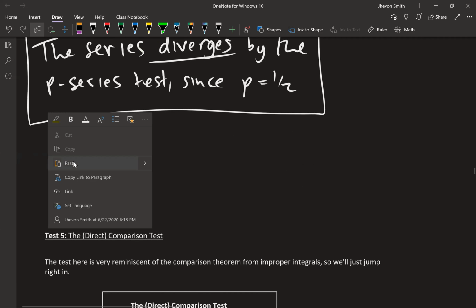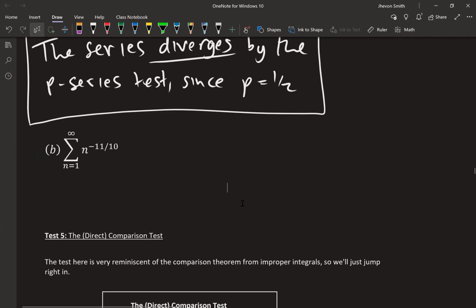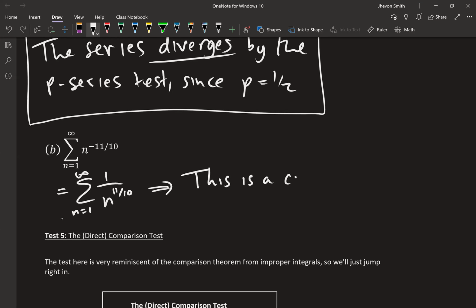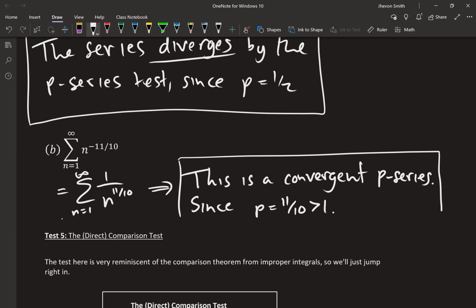Here's another example. What about this one? What do you think? This converges because if you were to think about it as a fraction, you would have 1 over n to the 11/10 power, and therefore anything greater than 1 converges according to the p-series test, because 11/10 is greater than 1. This is a convergent p-series, since your p is equal to 11/10, which is strictly greater than 1. So that's going to be your answer.